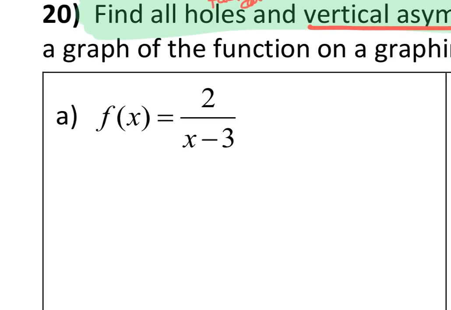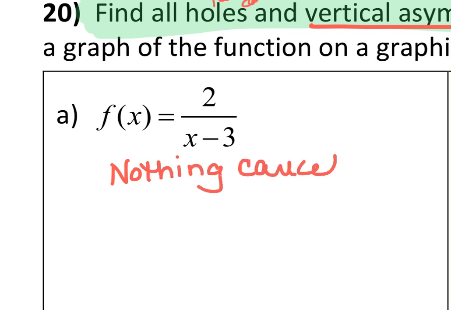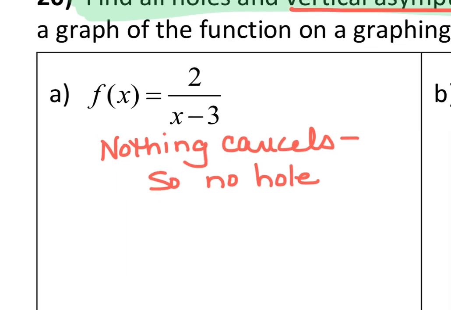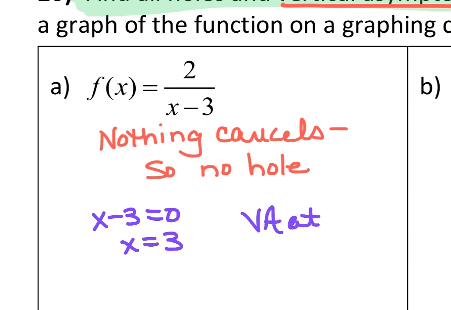So in letter A, nothing cancels. So there's no hole. Anything that's not a hole but makes the denominator 0, like x equals 3, is a vertical asymptote.